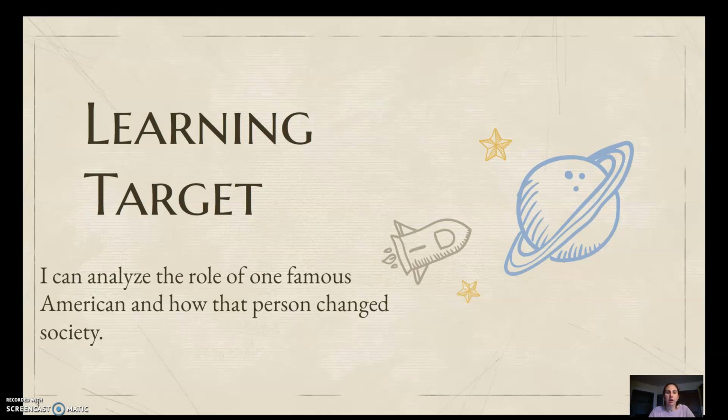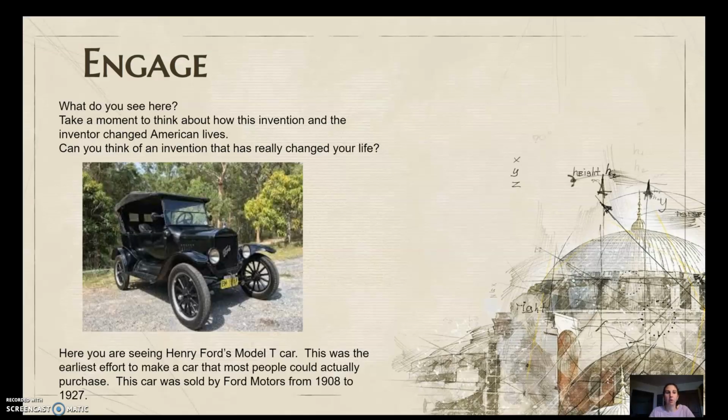Okay, so our learning target for the next 2 weeks is I can analyze the role of one famous American and how that person changed society. Okay, so what do you see here? So look at the picture and then take a moment to think about how this invention and the inventor changed American lives.